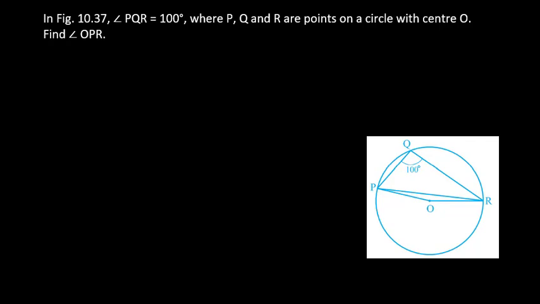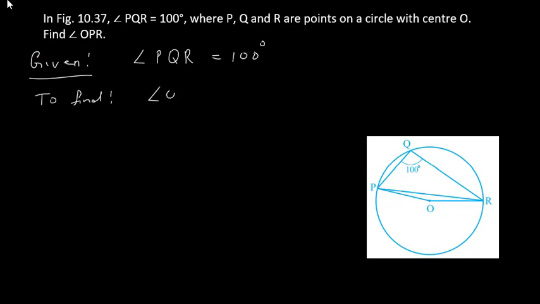Now here you can write whatever is given. Say if I start, given I have angle PQR is equal to 100 degree, and to find I have angle OPR is equal to question mark. Now solution.